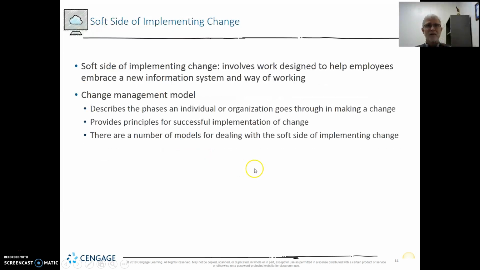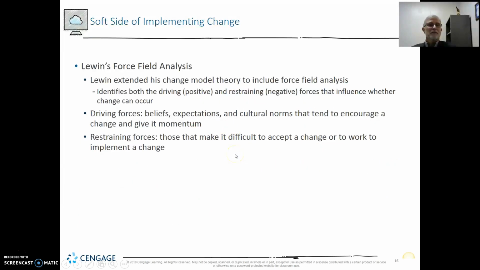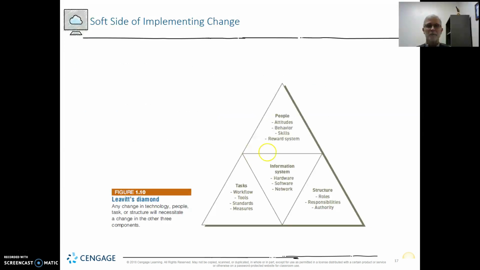Now, on the softer side, there are different models of how I get changes made. You've got Lewin's change model. It says I've got forces pro and con against making things happen. What is the normal process of making change? Do I unfreeze, move the change, and refreeze? Force field analysis: what's the driving force for the change? What could be restraining it? Why would I not want to make the change? If the driving force is not greater than the restraining forces, change will never take place.